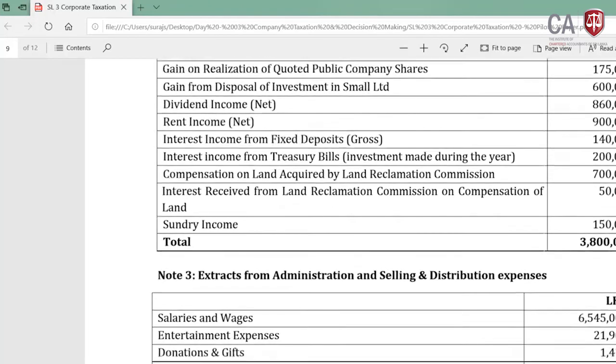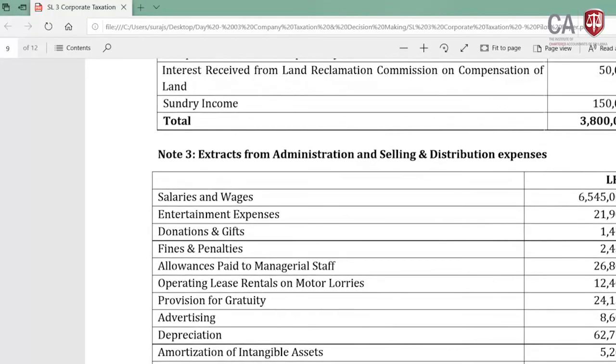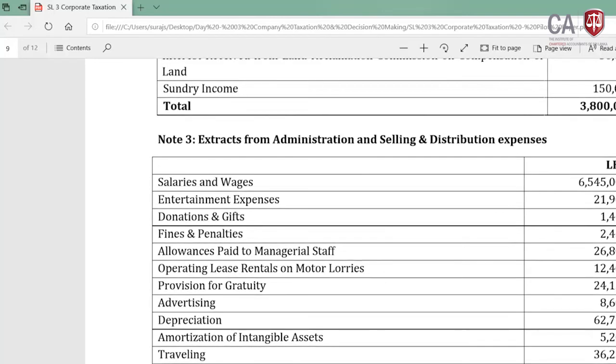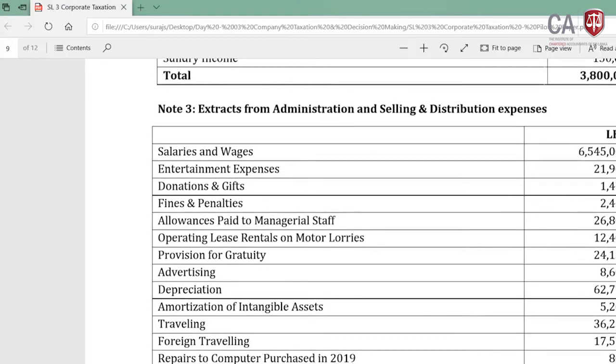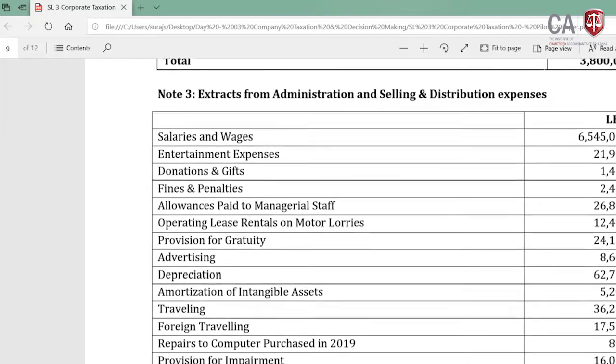And when it comes to expenses, entertainment, 21,900, it's 21.9 million. In that I am putting D, disallowable. Donations and gifts, D. Finance penalty supposed to be D. Then provision for gratuity, D. Advertising, we don't know, we need information. Depreciation, it's disallowed, D. Amortization, D.